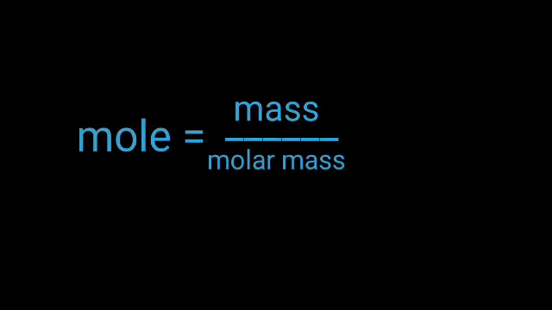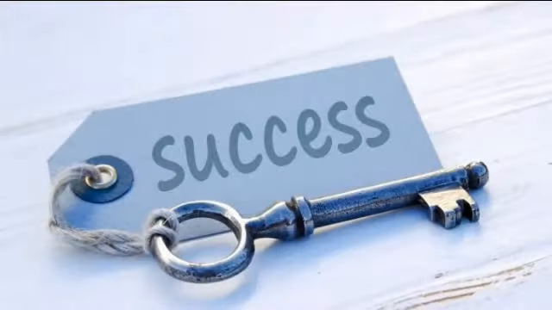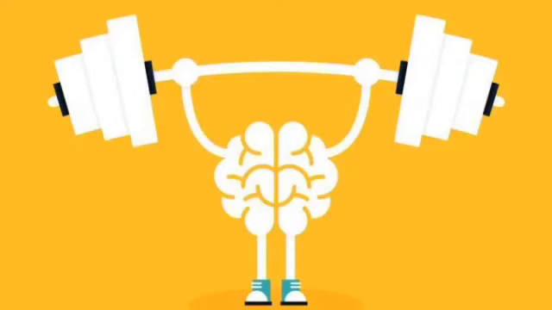Now the mathematical relationship between mole, mass and molar mass is: mole is equal to mass over molar mass. So we can now calculate the mole of argon using the known 79.8 grams over 39.9 grams per mole. So the mole of argon will now give us 2.00 mole. Therefore the correct answer is what? Option C. Very good.